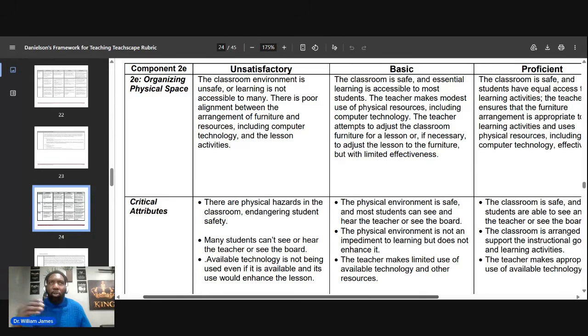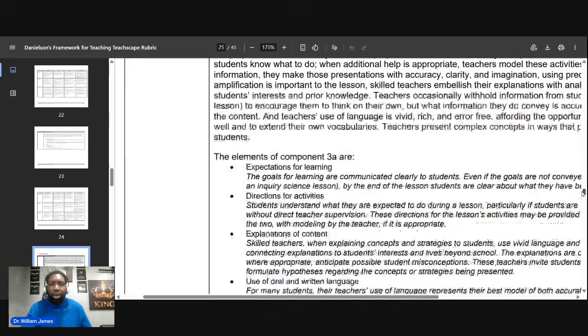So if the physical space has to be set up a certain way, you're now taking away a component from a teacher. And then you're going to go in and rate the teacher based off this. Is this automatically highly effective? That should be left up to teachers how they set their room up.